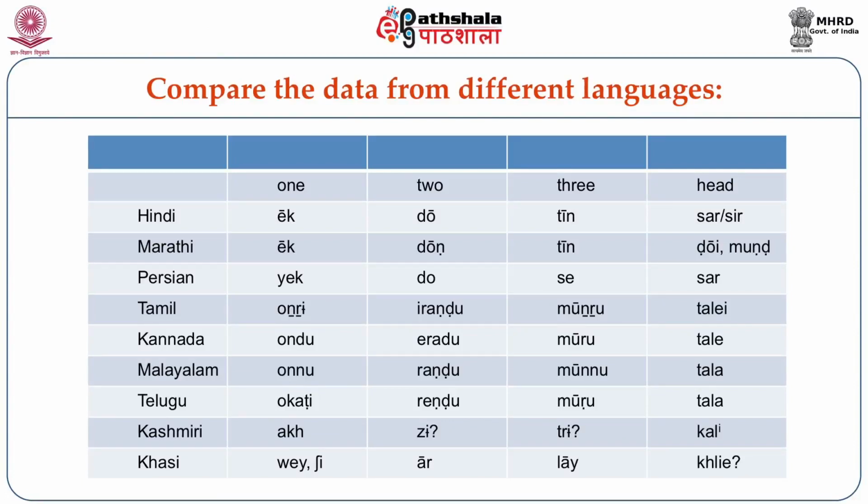In fact, it shows that on one hand, all the four Dravidian languages are very close to each other. Whereas the Indo-Aryan languages, Hindi, Marathi, Persian, and Kashmiri, though they are related, it appears they have changed quite a bit. And Khasi finally stands out as separate from the rest. So obviously it belongs to a totally different group.